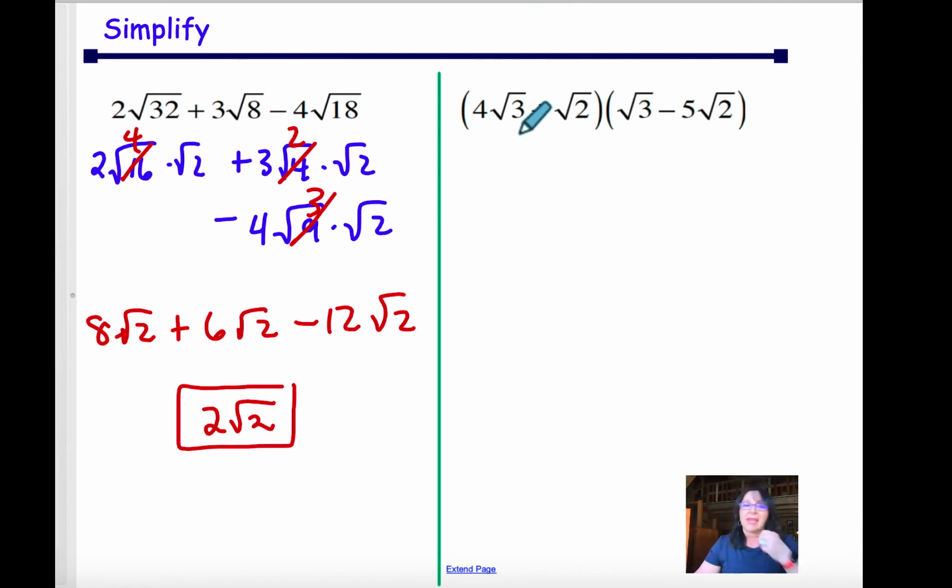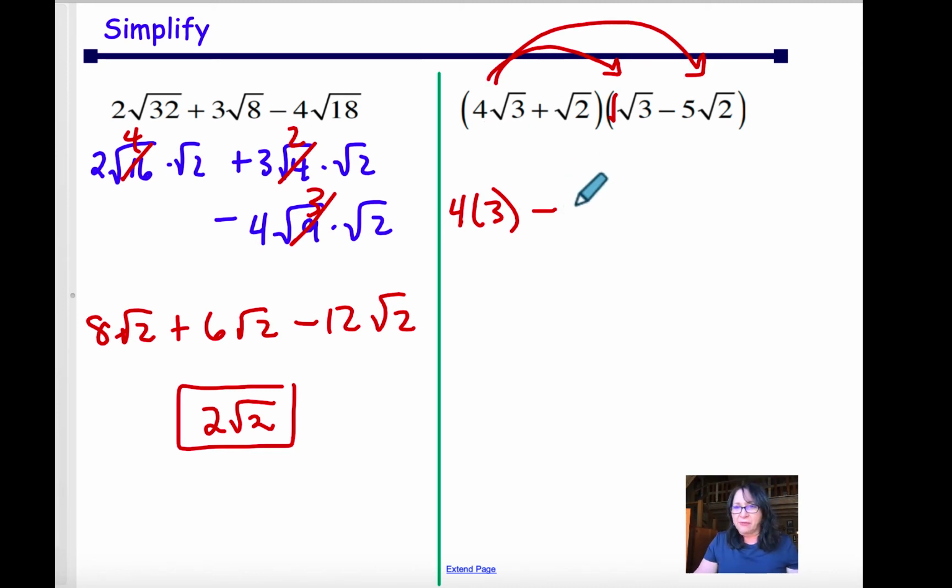For this one here, again, your objective is to get rid of the roots, or not, actually, they're not on the denominator, so we just have to FOIL. So again, remember, numbers get multiplied with numbers, so 4 times 1 is 4. So we have 4, root 3 times root 3 is 3, so 4 times 3. And then this times this is going to be negative 5 times 4, which is 20, and then that's going to be root 6, because the roots get multiplied. 1 root 2 times 1 root 3 is root 6. So this is going to be positive root 6.